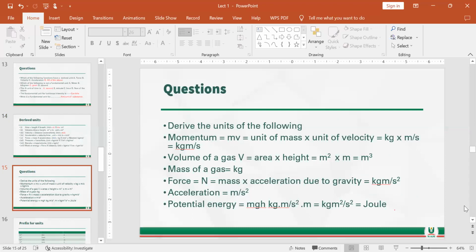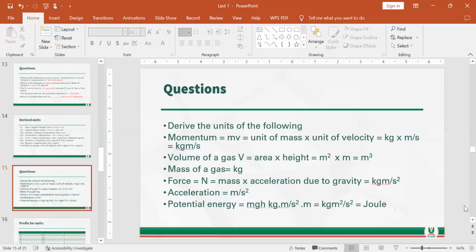Question: derive the unit of the following. Momentum. Can you derive? Momentum is defined as mass times velocity. So the unit of mass times the unit of velocity is kilogram meters per second. So that is the unit of momentum. Volume of a gas, V, is equal to area times the height of the container it contains, and that is meter squared times meter, and that is meters cubed.